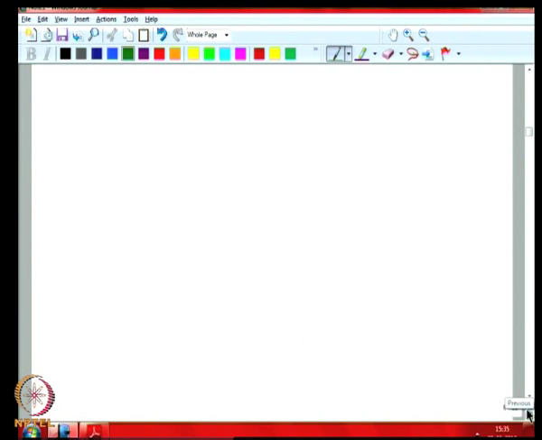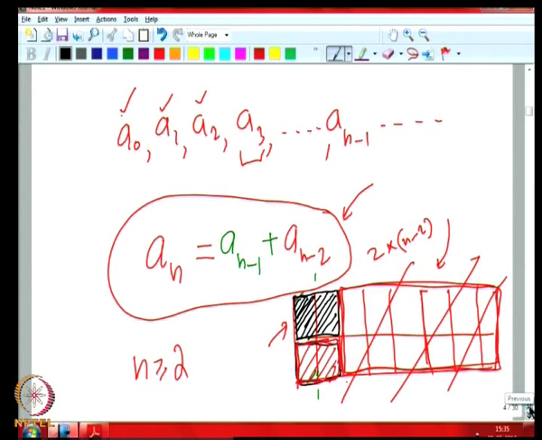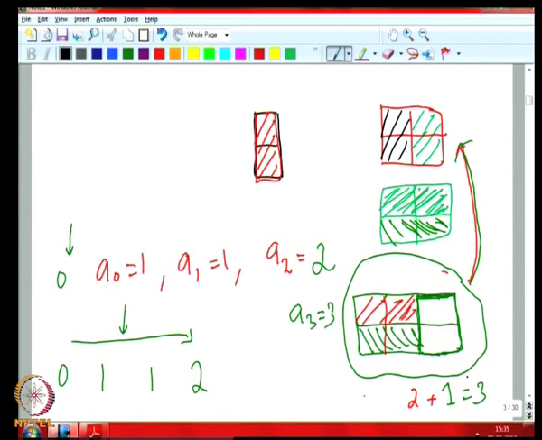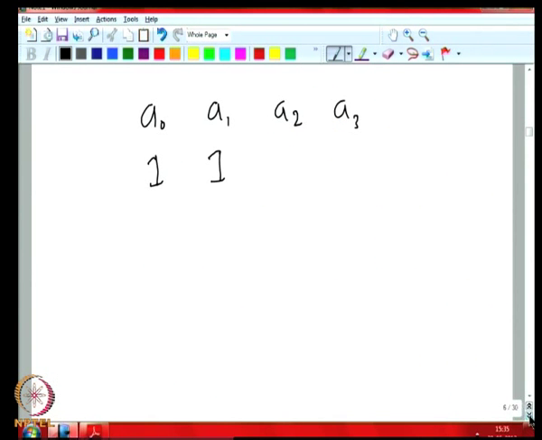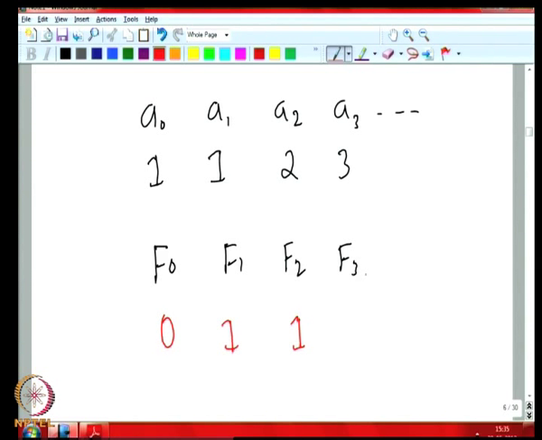Why? Because I will write down the sequence once again: this is a0, a1, a2, a3 like this. This is 1, 1, and how much was a2? A2 was 2. So it was going 1, 1, 2, 3 and so on. But the Fibonacci sequence was different: f0, f1, f2, f3, this was 0, this was 1, this was 1, this was 2 and so on, and then 3.